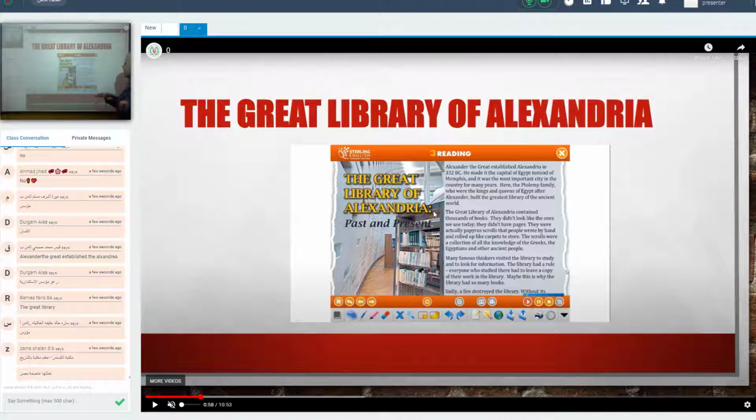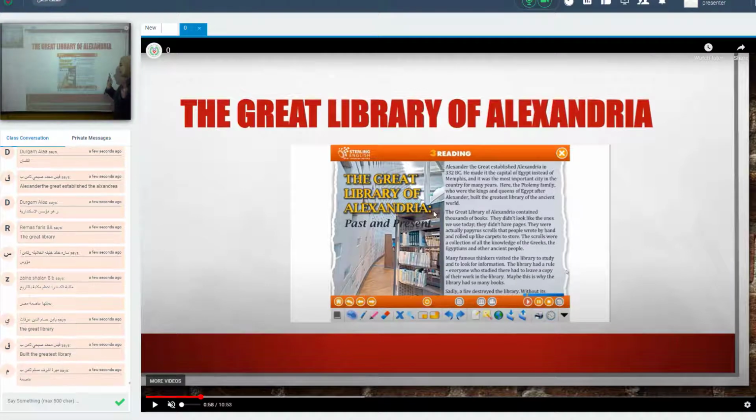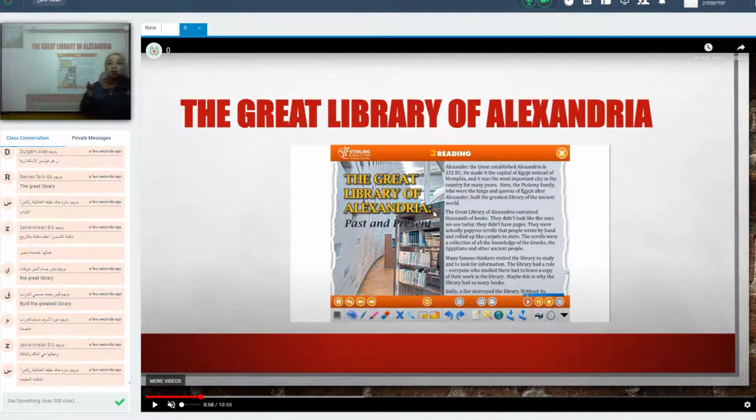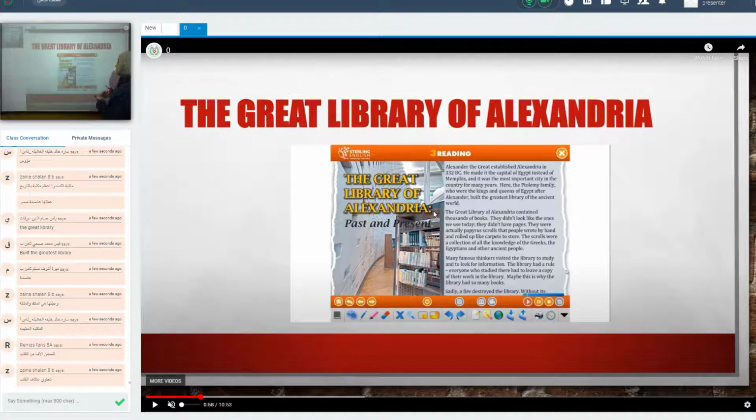Second paragraph, the great library of Alexandria contained thousands of books. So if I ask you in the exam to describe these books, you talk about the features of the books. Is it like our books? No, it's different. They didn't have pages.